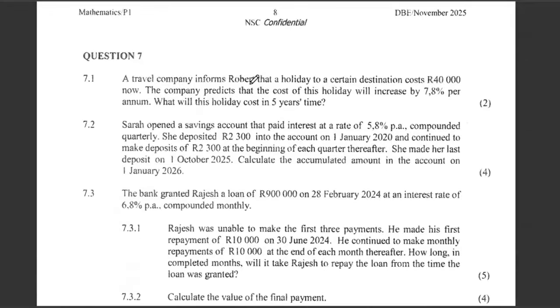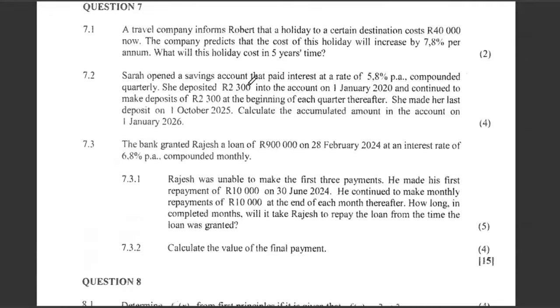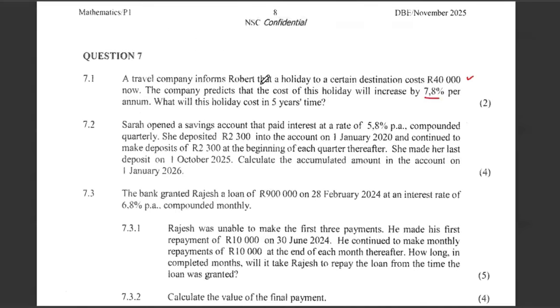All right, question number 7. They're telling us that a travel company informs Robert that a holiday to a certain destination costs 40,000 now. The company predicts that the cost of the holiday will increase by 7.8% per annum. What will this holiday cost in 5 years' time? So this is basically compound interest because of inflation. So 1 plus i to the exponent of n. So that is 40,000 into 1 plus 0.078 to the exponent of 5.